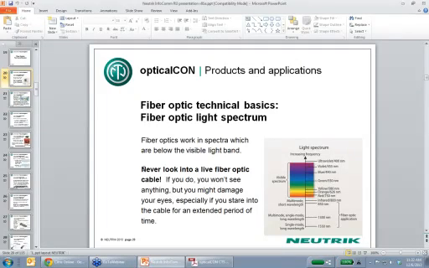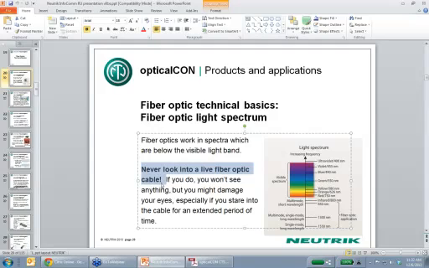So that's why this part is very important. Never look into a live fiber optic cable. I cannot emphasize this enough. People who are new to fiber say, well, I wonder if this thing is working. And they'll look into it, and, well, they can't see anything, but that doesn't mean that it's not transmitting signal, and that signal is not burning into your corneas. You can certainly damage your eyes if you stare into this stuff for a long period of time. So just never do it. Make a point never to do it.